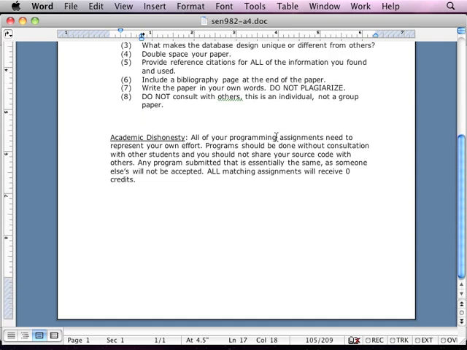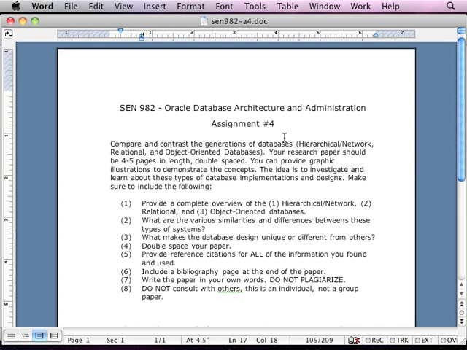So let's see, all of the programming assignments need to be returned. You can read all that stuff. So, what else is in here? That's about it. Do not consult with others. This is an individual, not a group paper either.